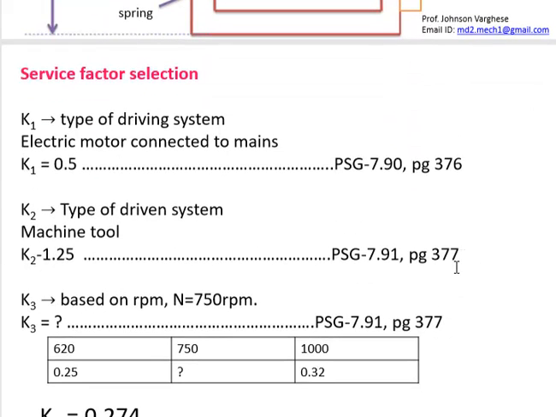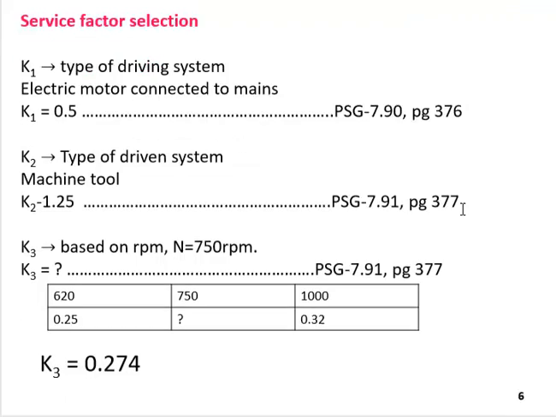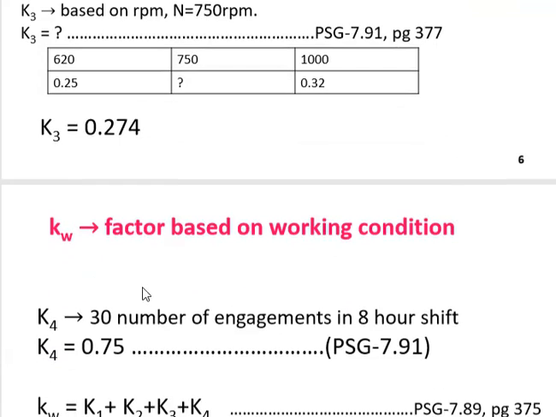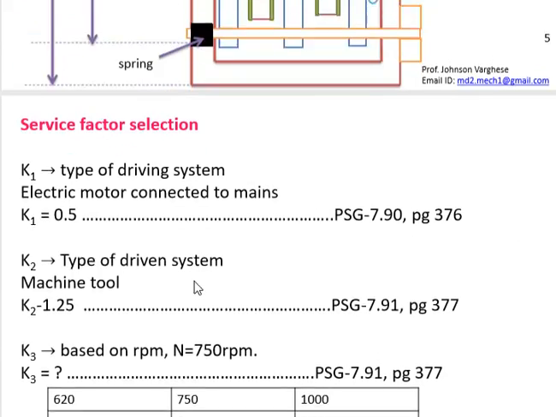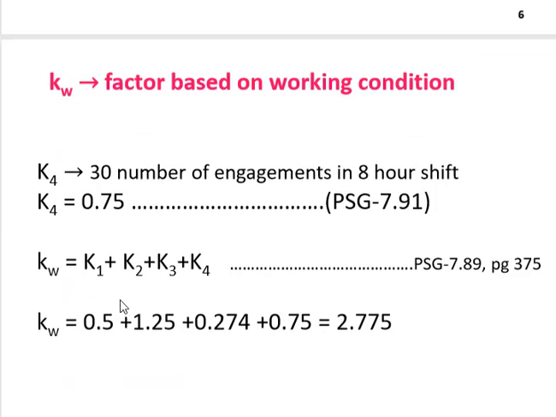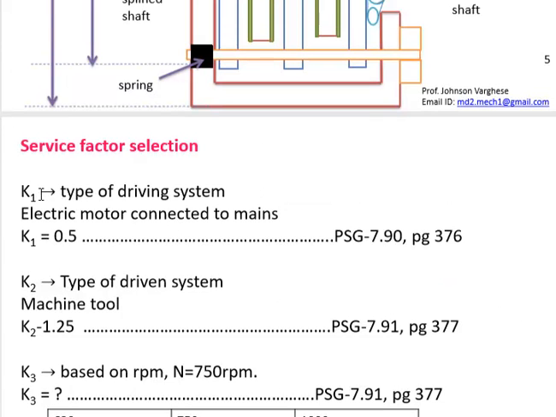To find out the different parameters of the multi-plate clutch, we need to first find out the service factor. The service factor is known in the design data book as the factor based on working condition. It is denoted by KW. Now KW is a combination of K1, K2, K3 and K4. To find out K1, it depends on the type of driving system. If an electric motor is driving the system, then the factor K1 becomes 0.5.